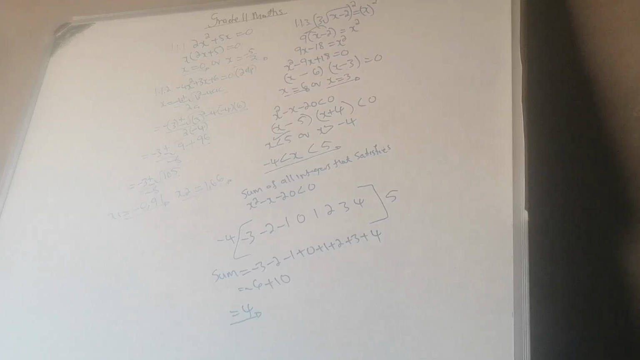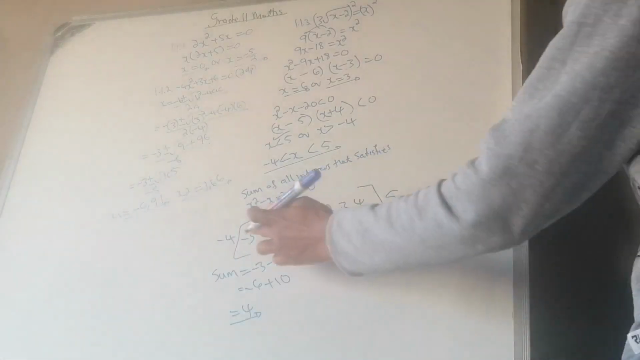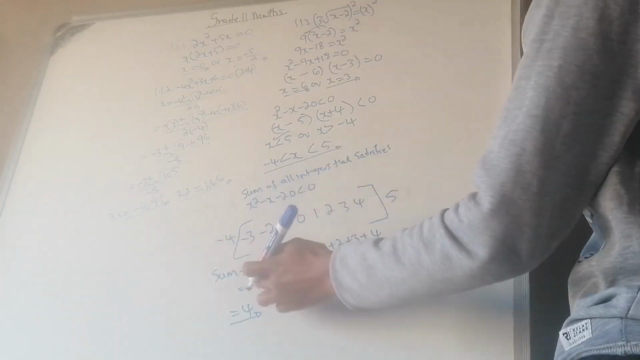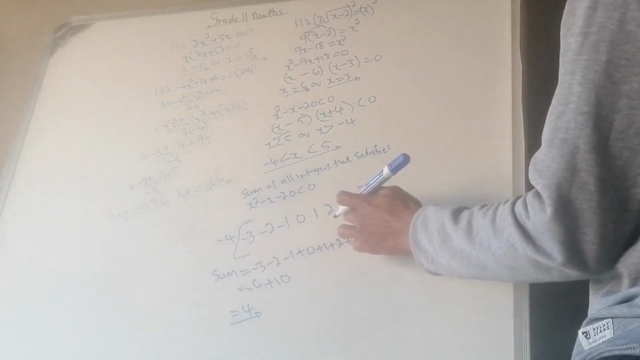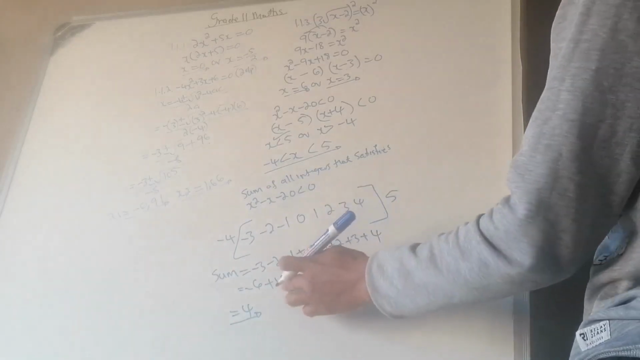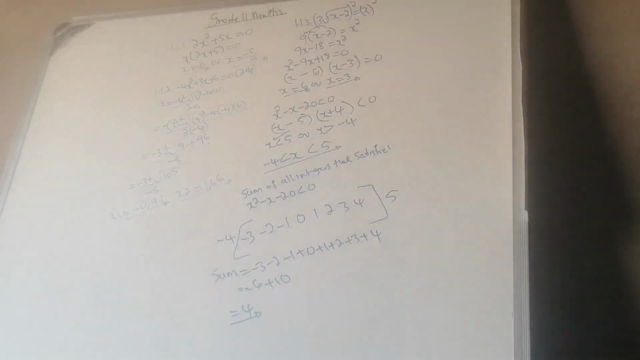Is it making sense? Alright. So that is the sum. You are adding the values. Minus 3 minus 2 minus 1 is minus 6. 1 plus 2 plus 3 is 6. 6 plus 4 is 10. Minus 6 plus 10 is 4. Then you are entirely done. Are we fine? Right. Let's continue.